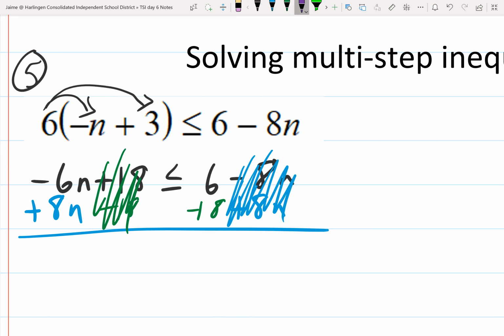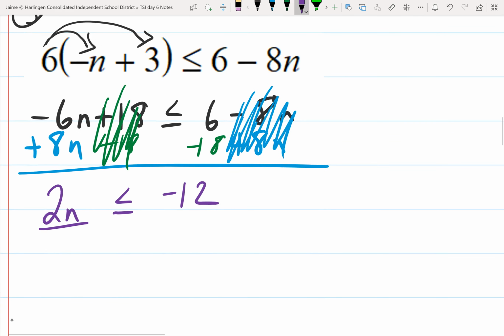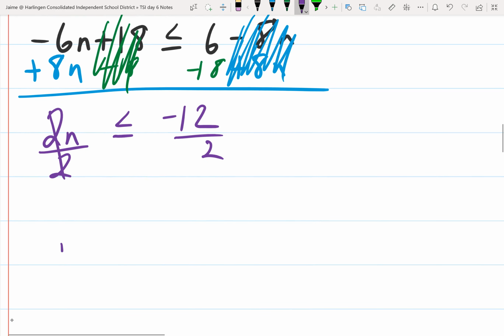So then negative 6 plus 8, that gives me 2n. Bring down that symbol. And then 6 minus 18 is negative 12. Divide by your 2. And n is less than or equal to negative 6. Do we have to flip the sign? No, because we divided by a positive number, so we're good. No big deal there.